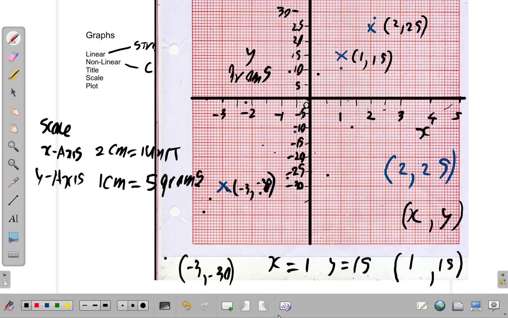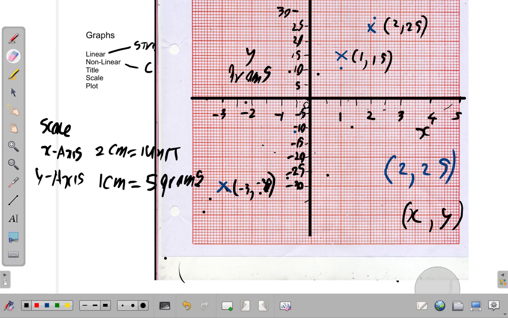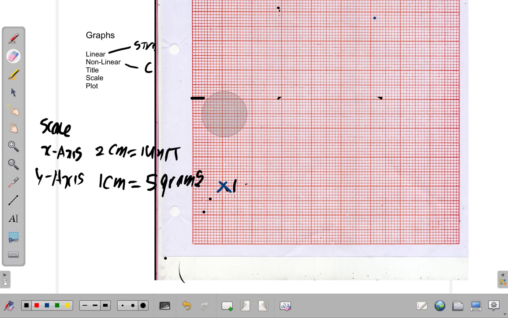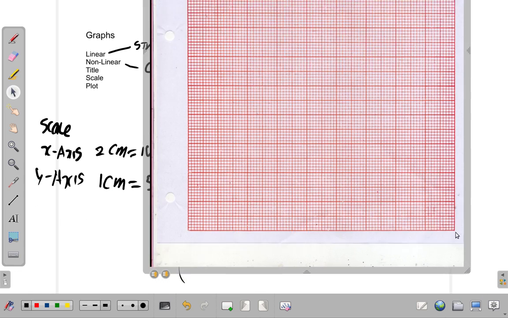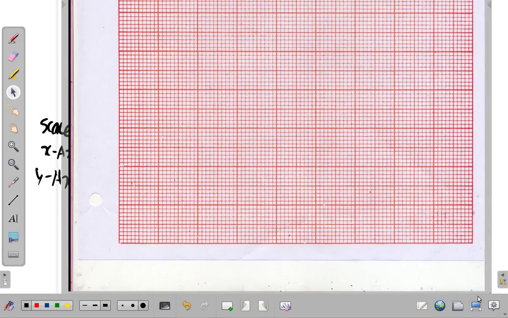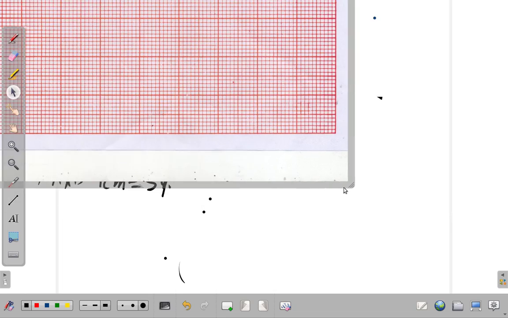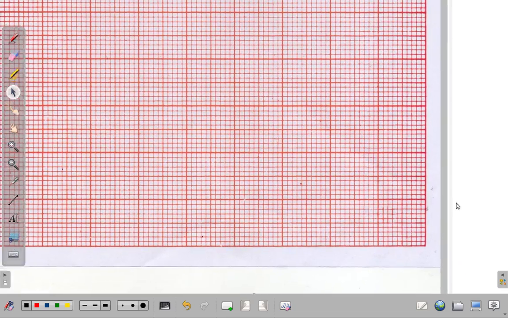Now, let's look at one more thing before we end this video. I want to increase the size of the graph some more. Here now, let's look more closely at the markings on the graph.